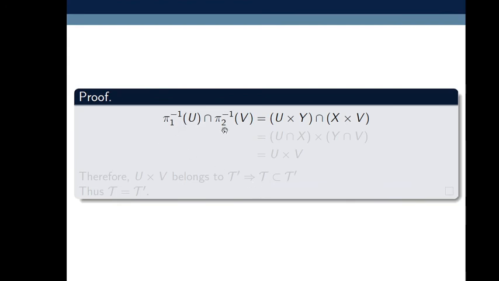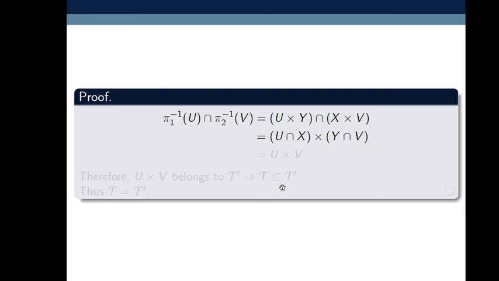Since pi 1 inverse u intersection with pi 2 inverse v, by that note, is equal to u times y intersection x times y, which can be written as u intersection x product y intersection v. So here u intersection x is equal to u and y intersection v is equal to v. Therefore u times v belongs to tau dash. This implies tau is contained in tau dash.